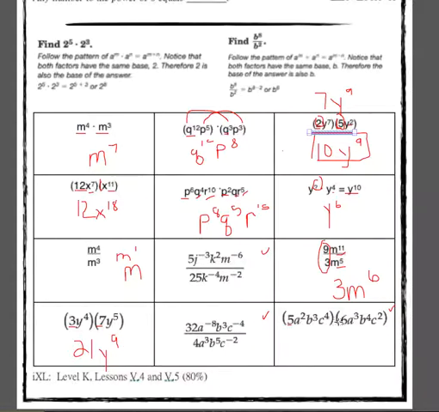And this one over here, three variables, and then 2 coefficients, so 5 times 6 is 30, and then we have a to the 2nd and a to the 3rd. That's a total of 5 a's, so we have a to the 5th. B to the 3rd, b to the 4th would be b to the 3 plus 4, which is b to the 7th, and then c to the 4th and c squared would be c to the 6th.